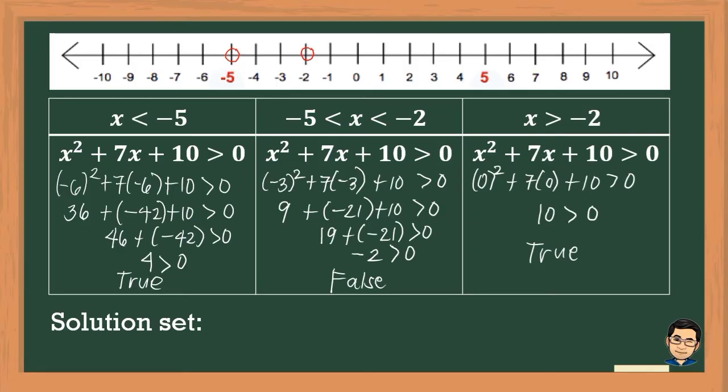So, yung ating solution po dito is x is less than -5 or x is greater than -2. So, hindi po kasama yung nasa gitna na x is less than -2 but greater than -5 kasi po nagkaroon po ng false. So, again po, ito po yung ating solution.